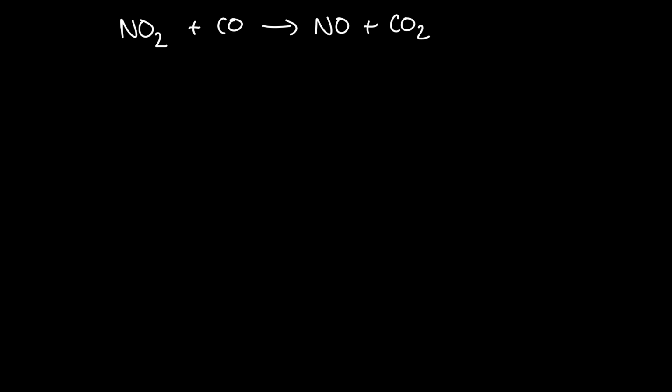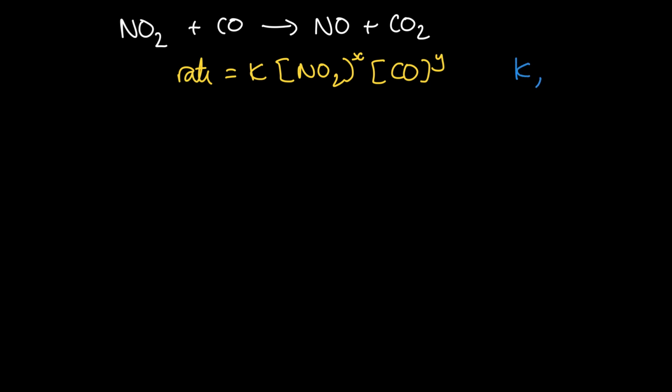We can go ahead and write a rate law. We can say the rate is equal to a rate constant times the concentration of NO2 raised to some power, we'll call that X, times the concentration of CO raised to some power, we'll call it Y. So this is our common form of a rate law. And we don't know three things, right? We don't know K, the rate constant. We don't know X, the order with respect to NO2. And we don't know Y, the order with respect to carbon monoxide.